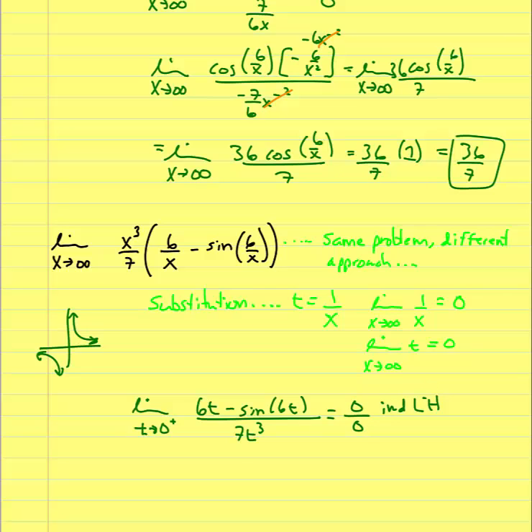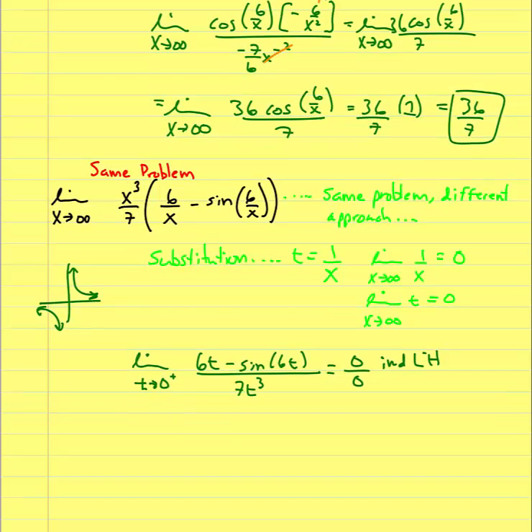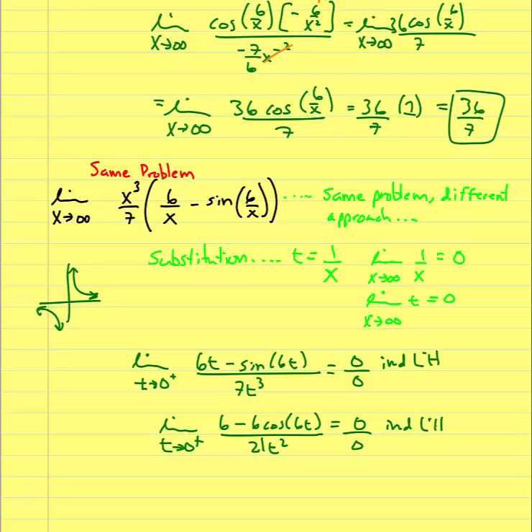So again, same problem using substitution. I don't want you to think this is a continuation of what we did above. This is the same problem, different approach. Okay, so now that I can use L'Hopital's, I'll take the limit as t approaches 0 from the right. The derivative of 6t is 6. The derivative of a negative sine of 6t is a minus 6 cosine of 6t, all over 21t squared. If I take my limit again, I get 6 minus 6, which is 0. 0 over 0 is another indeterminate L'Hopital's.